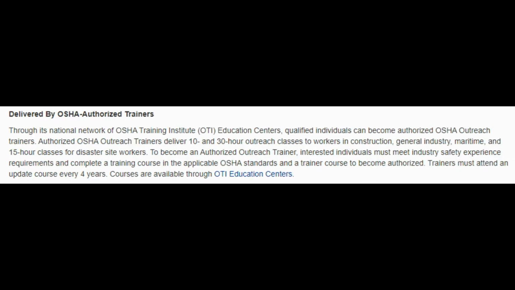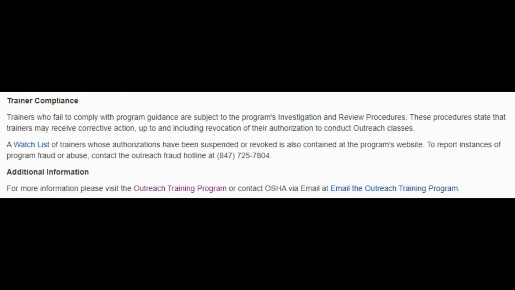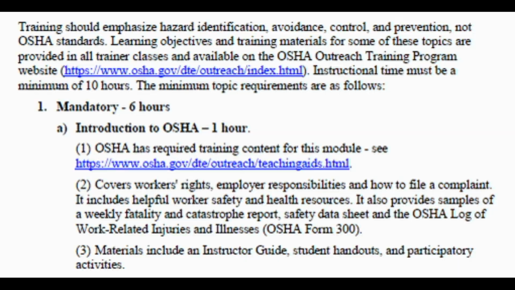If you want to become an authorized trainer, here's a small list of things needed, plus classes. There is a watch list of known questionable trainers for everyone to look at. This document also sets forth the exact amount of hours that must be taught, including breaks.